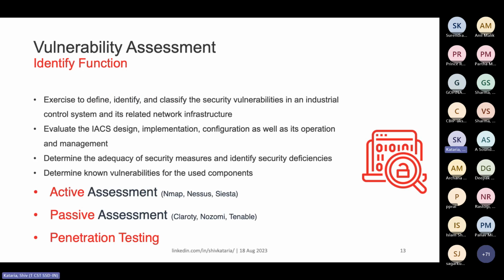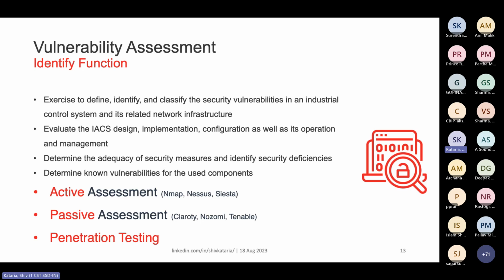So in vulnerability assessment, there are a number of things that you need to do. First thing is to define, identify, and classify the security vulnerabilities that you have in your control system and the network infrastructure. Then you need to evaluate the design of your system, their implementation, their configurations, and also their operations and management. You also need to identify the adequacy of security measures, and finally also need to know the known vulnerabilities which are published by the OEMs and other vendors.